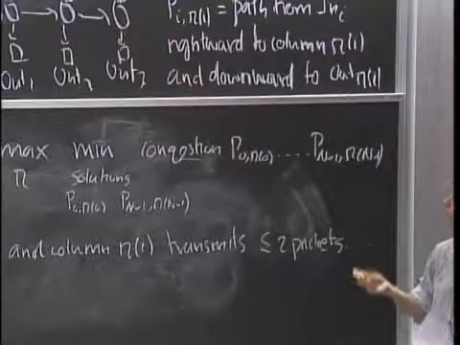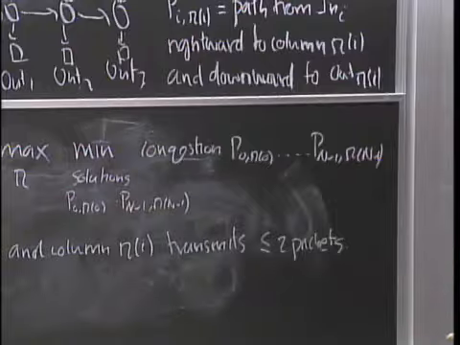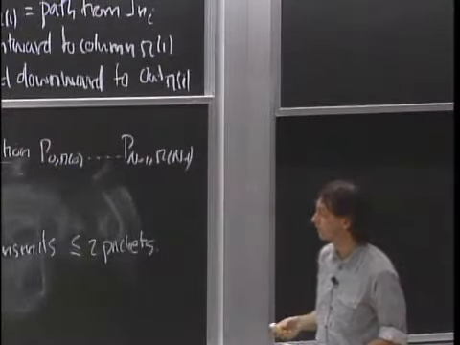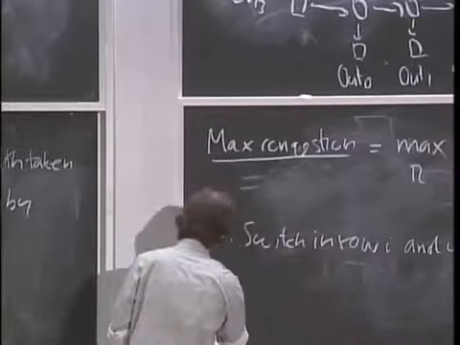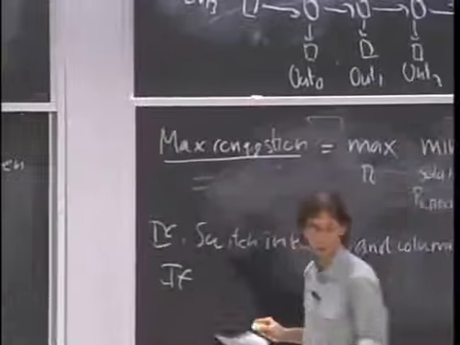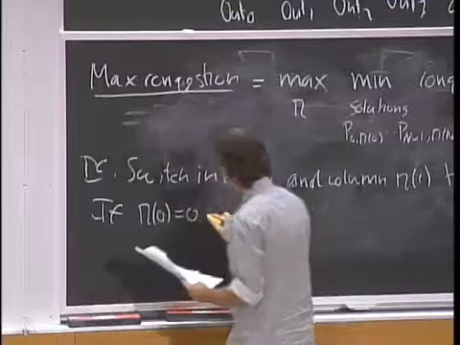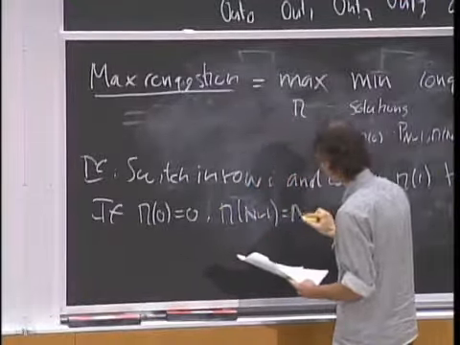And in order to prove equality, because that's really what the theorem says, we also have to show that there exists a permutation that achieves a congestion of 2. And that is pretty straightforward. We can, for example, use a specific permutation that maps 0 to 0 and maps n-1 to n-1.